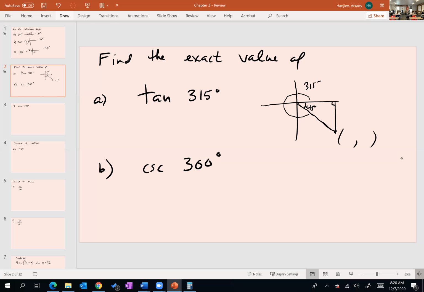This means this is negative, oh sorry, positive root 2 over 2. This is a negative root 2 over 2. And tangent would be the y value divided by the x value, or -1.